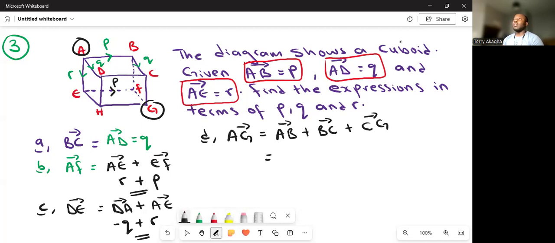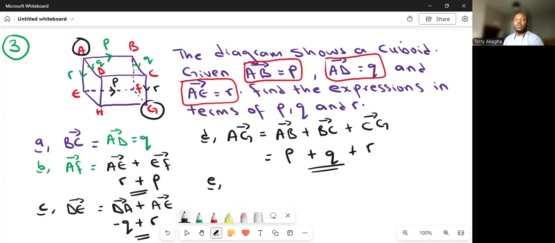Now A to B is P, same direction and same magnitude, so it's fine. B to C, same direction, is Q. Now C to G is parallel to A to E. Are you seeing it? CG is parallel to AE, so that will be R. So it's going to be P plus Q plus R.